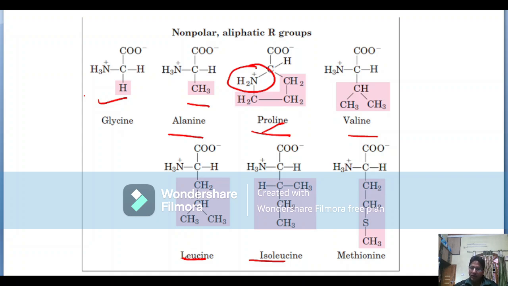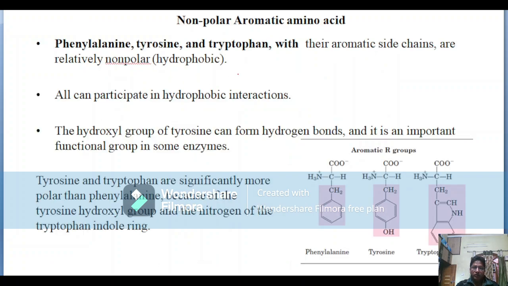Methionine has a specific property: it is one of the sulfur-containing amino acids. Another sulfur-containing amino acid is cysteine, and this group in methionine is called a thioether group. Now the other amino acids, the non-polar aromatic amino acids, are relatively less non-polar compared to the aliphatic ones, but they also participate in hydrophobic interactions.